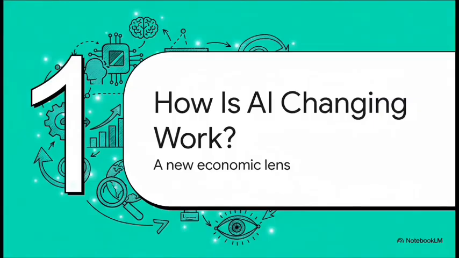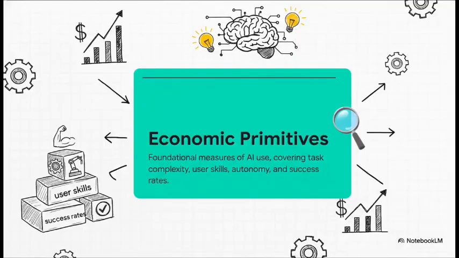Okay, so to really get a handle on the impact here, the report gives us a totally new way of looking at this, a new lens, if you will, for how we interact with AI. They call them economic primitives. Now that sounds a little technical, but just think of them as the basic building blocks for understanding what AI is really doing. We're not just asking, are people using AI? No. We're looking way deeper. We're looking at things like, how complex is the task? What's the skill level of the person using it? How much freedom is the AI given? And this is the big one, how often does it actually succeed?